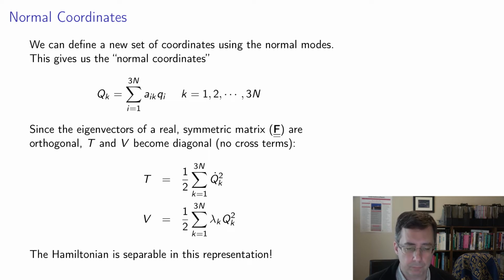And it turns out that if you are able to write it this way, then you can see that T is a simple sum of independent coordinates, V is a simple sum of independent coordinates, and whenever you have sums of independent coordinates in quantum mechanics, then the Hamiltonian is separable. And so this sets us up to be able to transition from the classical picture to the quantum picture, because it's going to be very easy because we have a separable Hamiltonian.